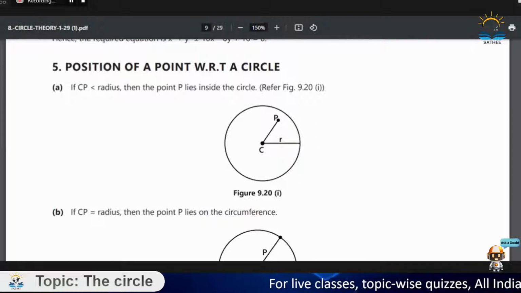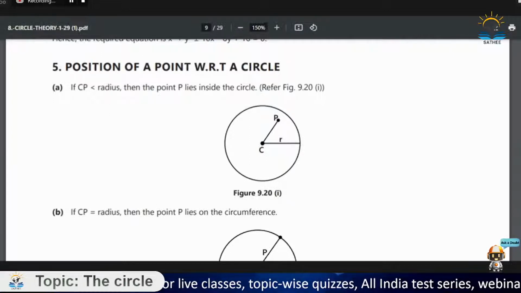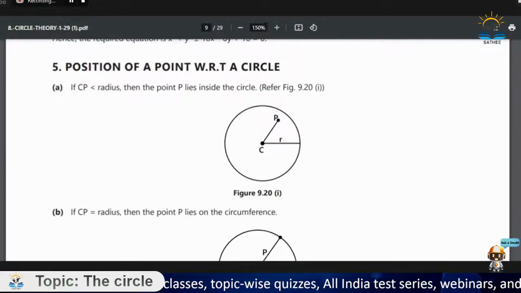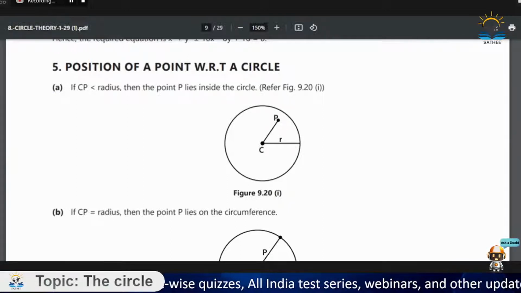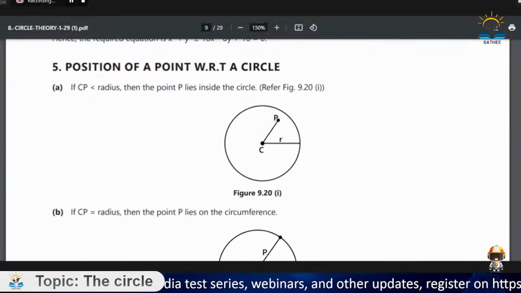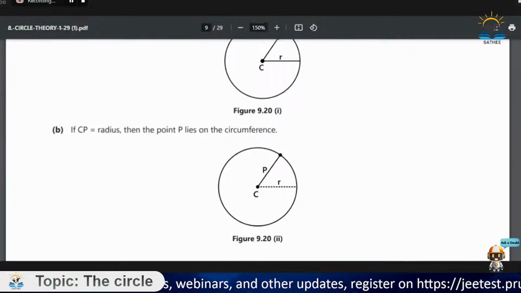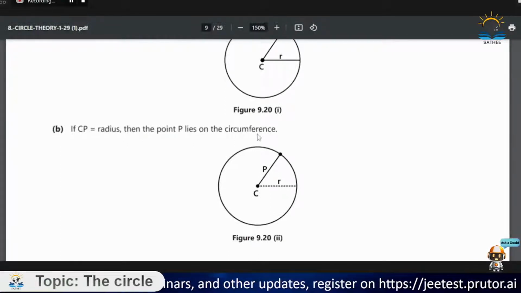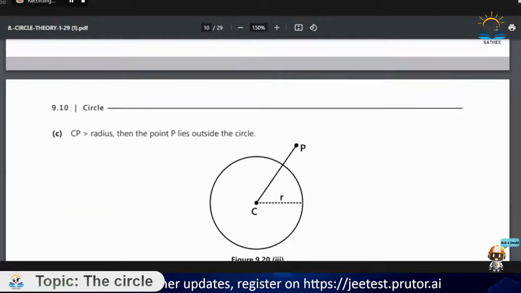Now let us see the position of a point with respect to a circle. If CP is less than the radius, then the point lies inside the circle. C is the center and point P is any arbitrary point in the plane. This is basic. If CP is less than the radius, the point will obviously lie inside the circle. If CP is equal to the radius, then the point will be on the circumference. If CP is greater than the radius, then the point P lies outside the circle.